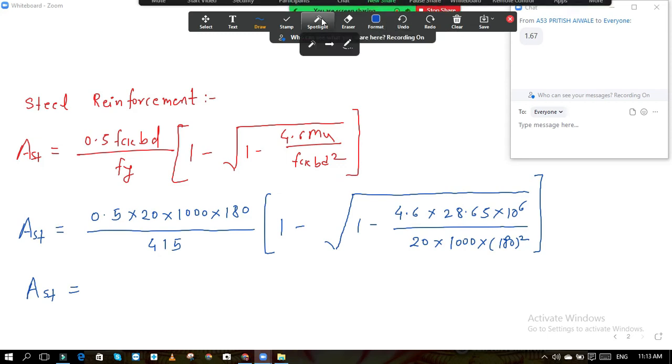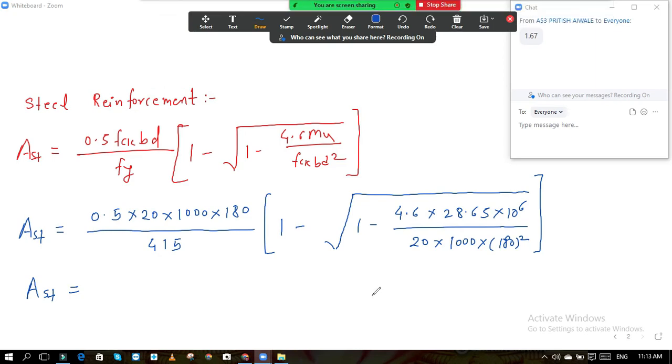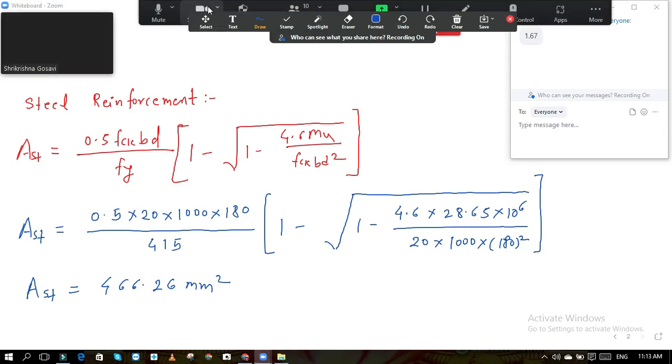What is the answer? 466.26. So this is the answer, 466.26 mm square. So now we have got the answer.